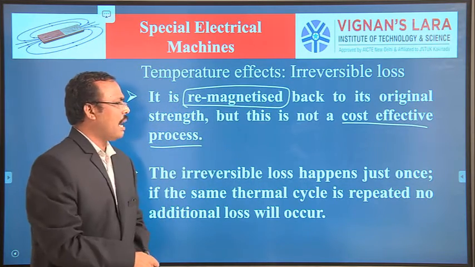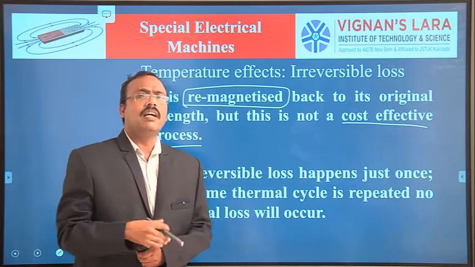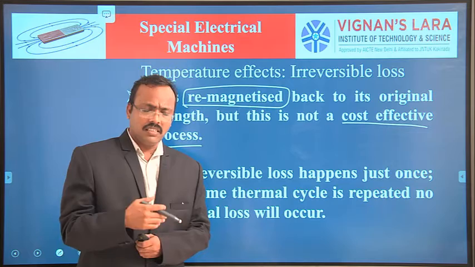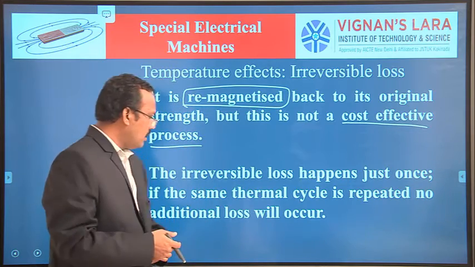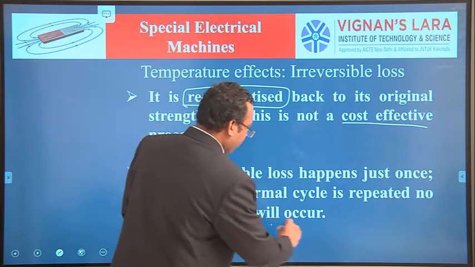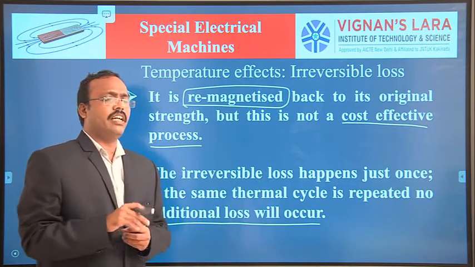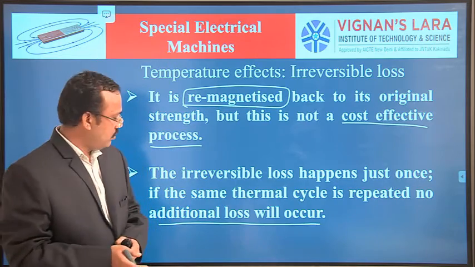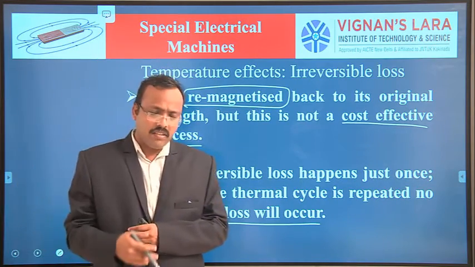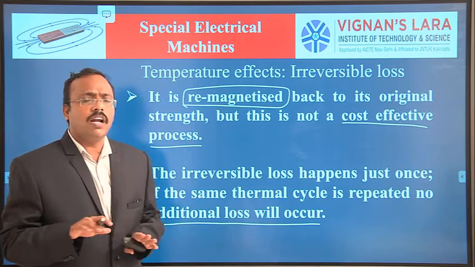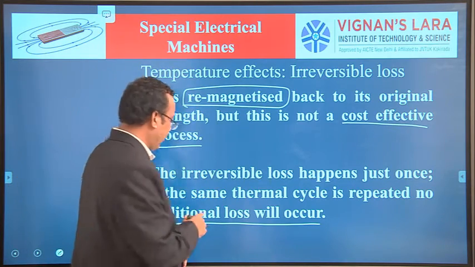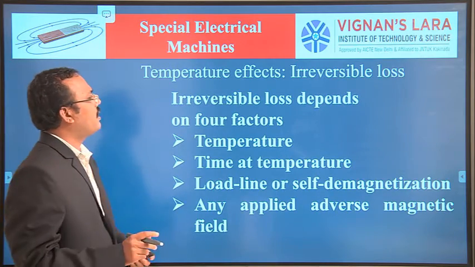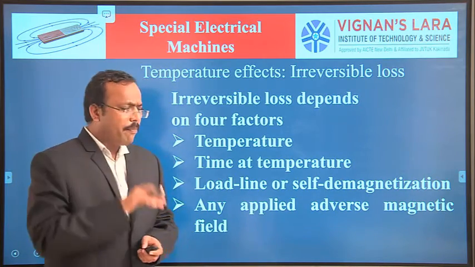The irreversible losses happen just once. Suppose the same thermal cycle is repeated, no additional losses will occur. Generally, irreversible losses occur only one time. If heated again, no additional power losses will occur in the magnetic material. This is very important.